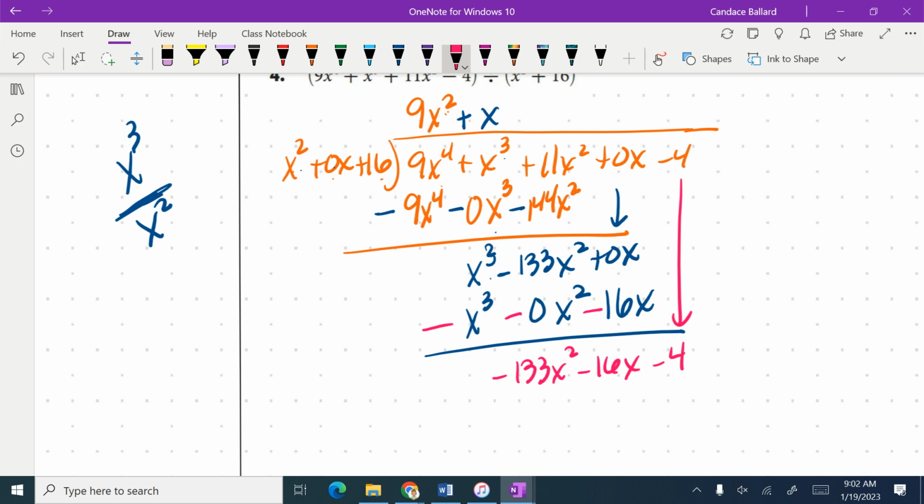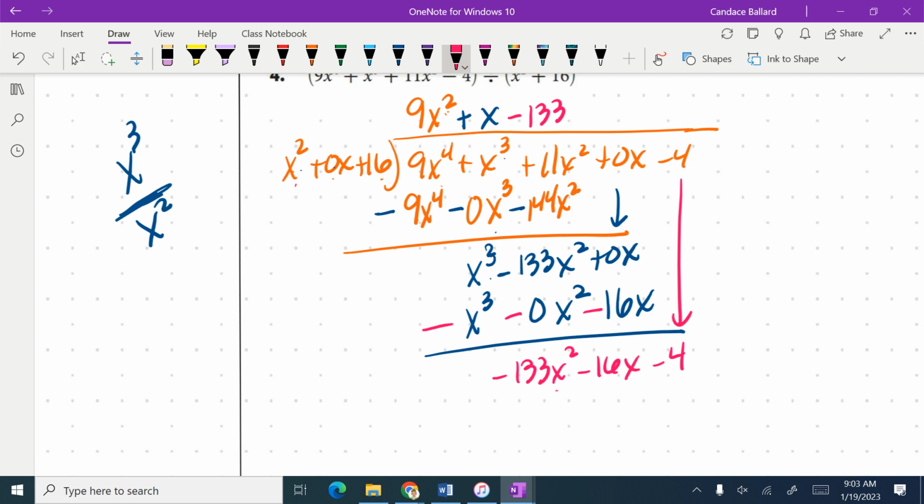And it doesn't matter how crazy it is looking, right? They're going to get weird and ugly looking, okay? Because it's kind of just the nature of it. So it's not a big deal, okay? You might have to use a calculator. All right. How many times does x squared divide negative 133x squared?